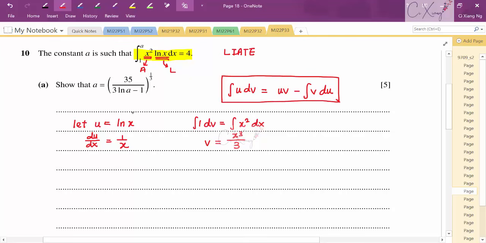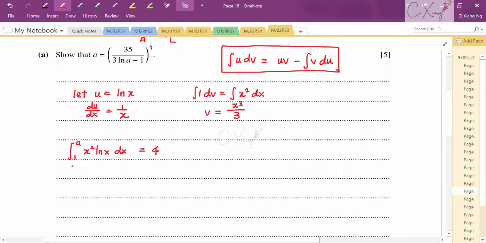Okay, so let us start with the question. I have the integral from 1 to a of x squared ln x dx equals 4. To apply this formula, I have uv minus the integral of v du. So what is uv? u is ln x, v is x power 3 over 3. So I write it like this, x power 3 over 3 ln x, and I have to substitute the limits a and 1, then minus the integral from 1 to a of v du. My v is x power 3 over 3, and du is equal to 1 over x dx. And this whole thing will be equal to 4.